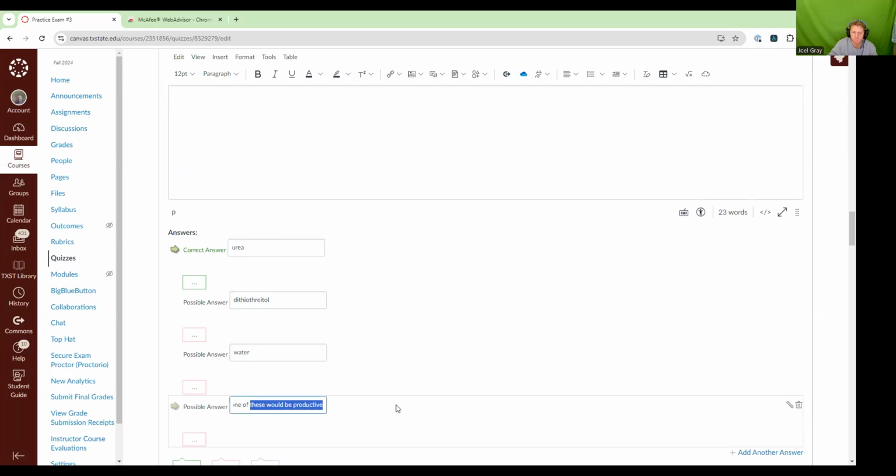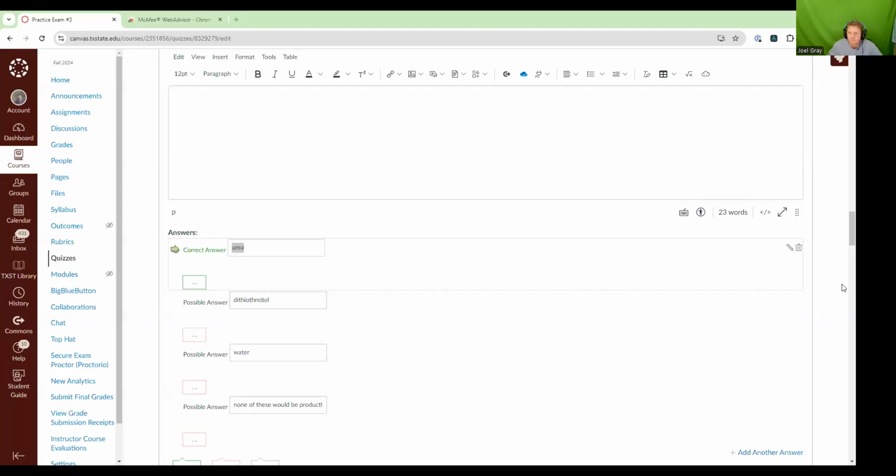Now, none of these would be productive. We'll wait and see. Dithiothreitol, what's that effective for? That's effective for disrupting disulfide bonds, covalent disulfide bonds. Last but not least is urea. Urea and guanidinium hydrochloride are both good reagents for disrupting hydrogen bonds.